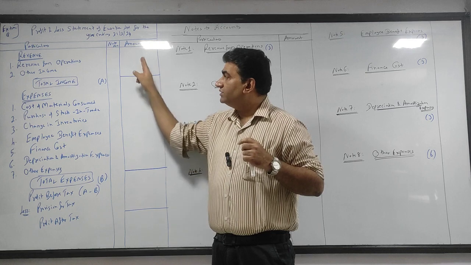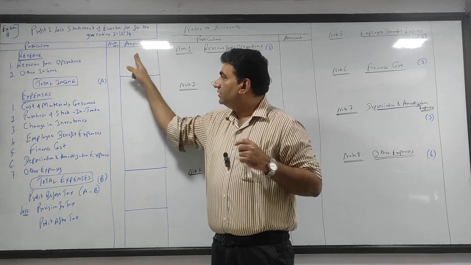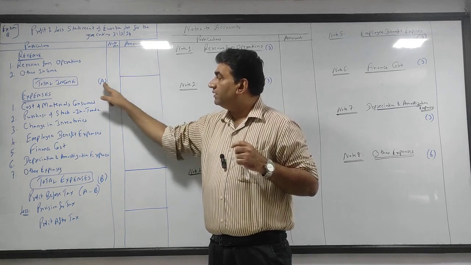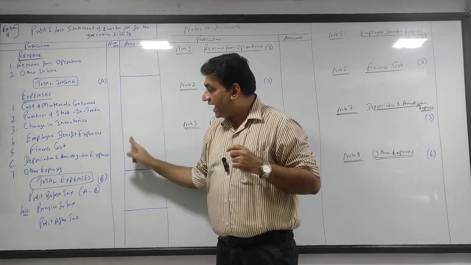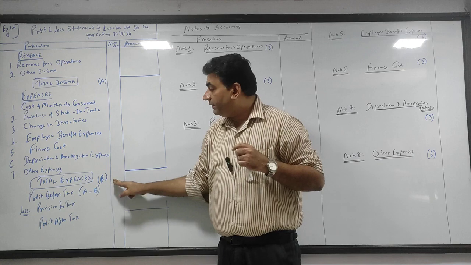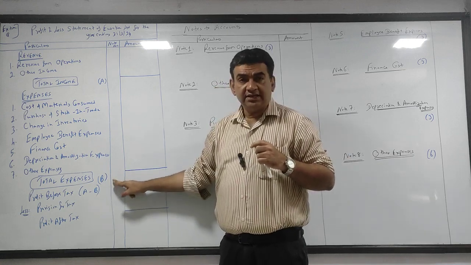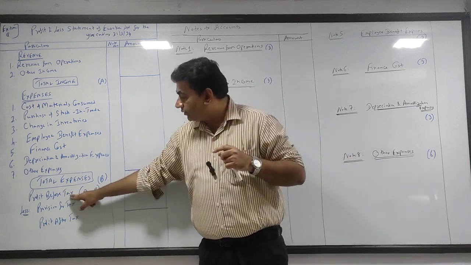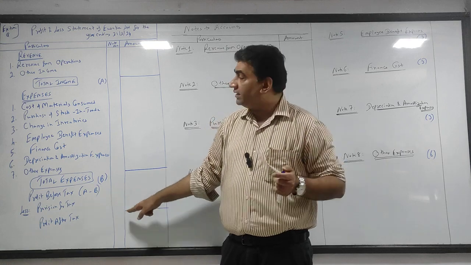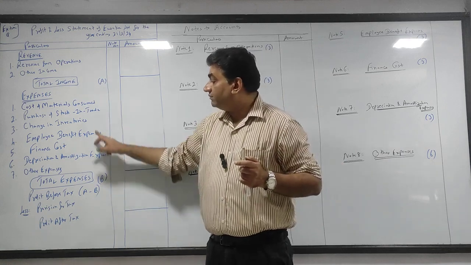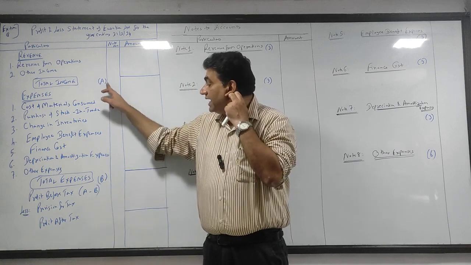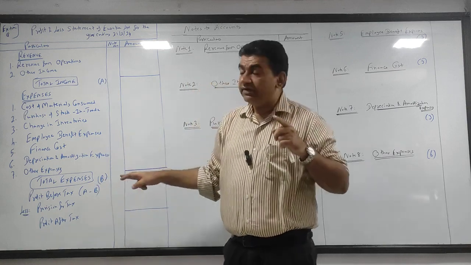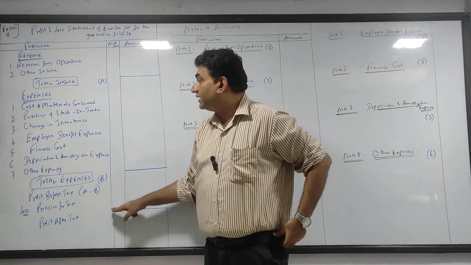Now see, in revenue there were 2 items, revenue from operations and other income. So the total of both will become total income A. Whatever are the amounts of expenses, add up all the 7, that will be total expenses B. So now profit before income tax will be total income minus total expenses. That means profit before tax will be A minus B.